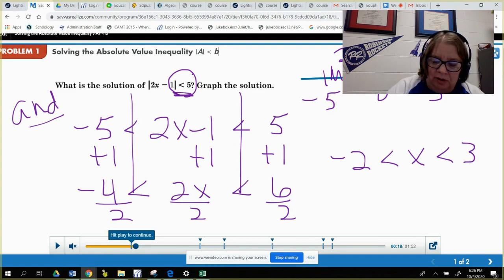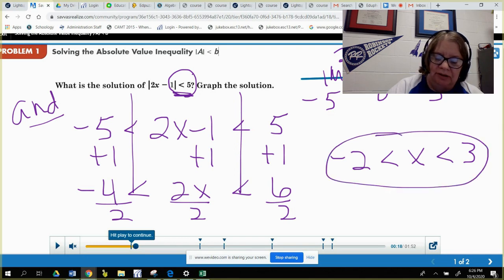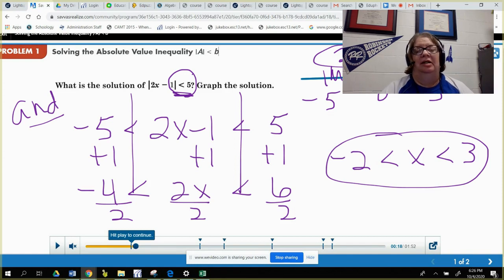So these are all of the values you could use for x to make sure that 2x minus 1 is between 5 and -5. What did we do? We looked to see if it was an and or an or problem. If it's less than or equal to, that's an and. If it's greater than or equal to, that's an or. Okay.